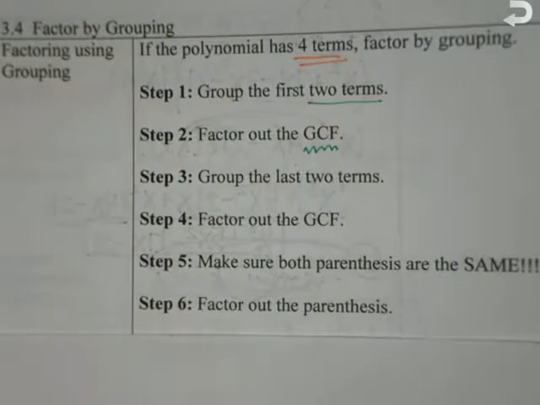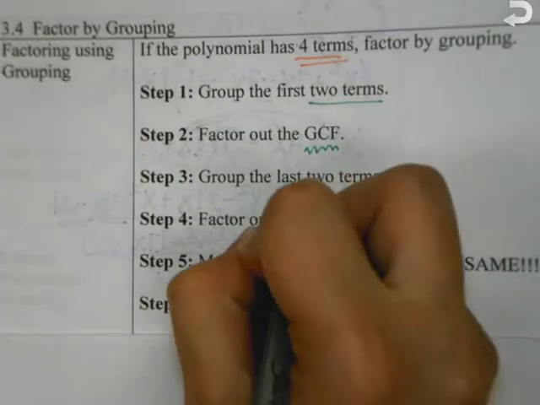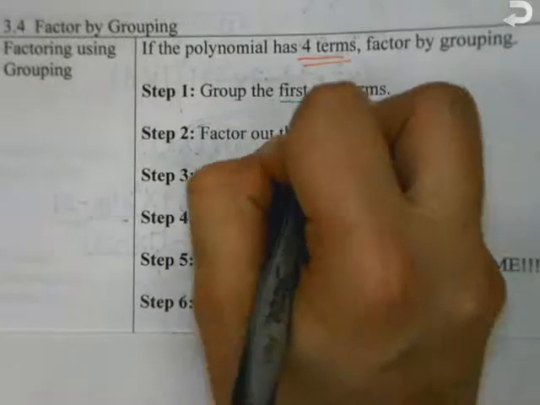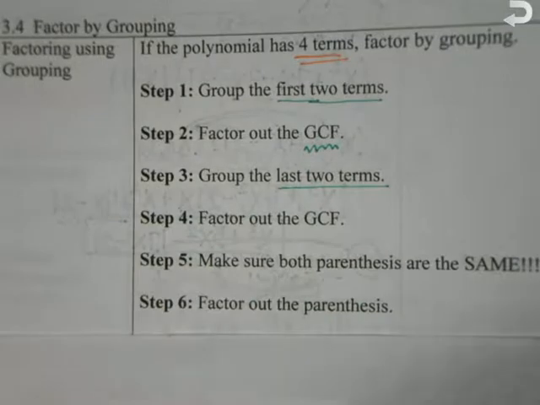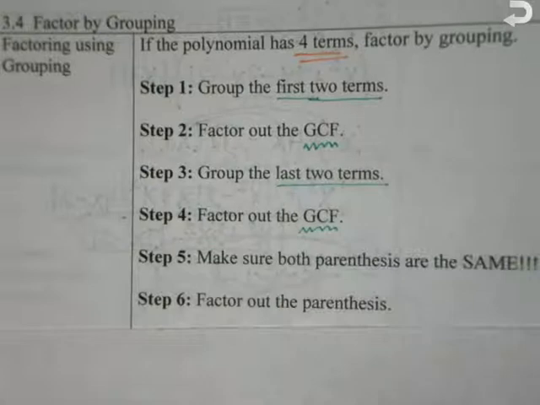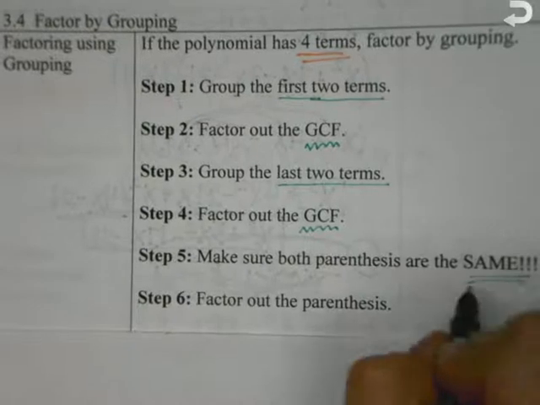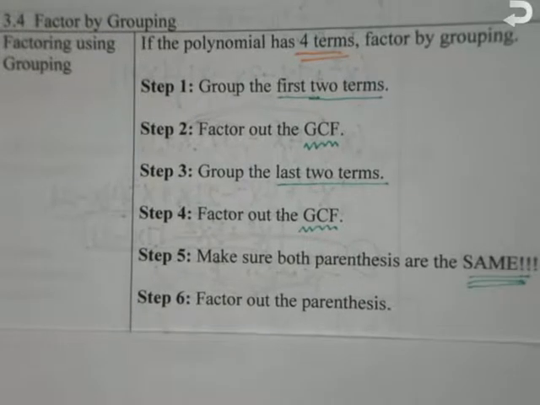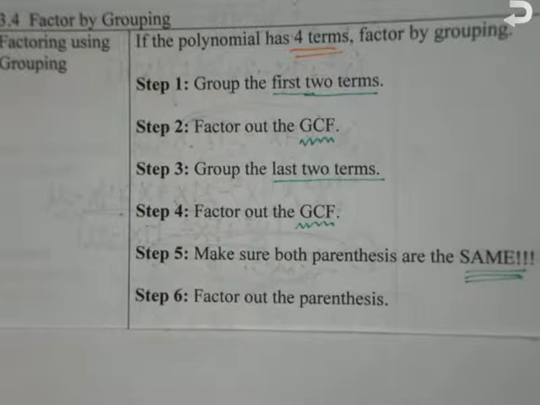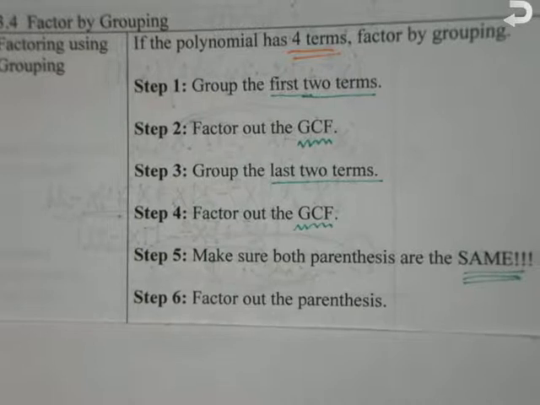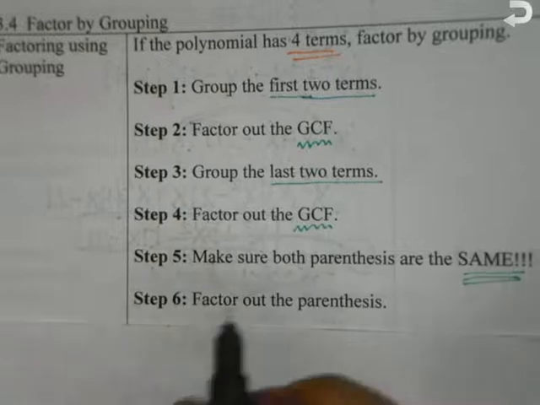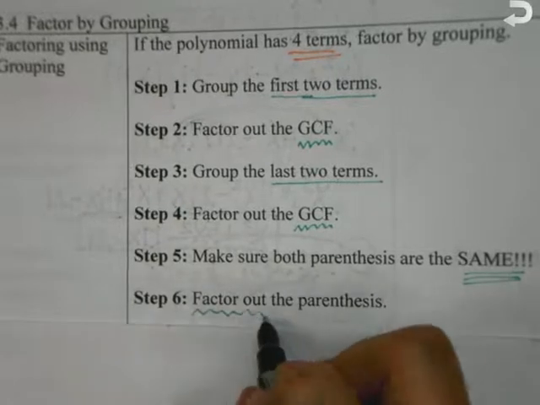Then you're going to group the last 2 terms. And there'll be a GCF in there too, so you're going to factor out that GCF. And then we will end up with 2 sets of parentheses that should have the exact same thing inside. So that's what step 5 is. We just want to check to make sure there's the exact same thing in there. That's your new GCF. So you are going to factor out those parentheses. And that's the whole method.